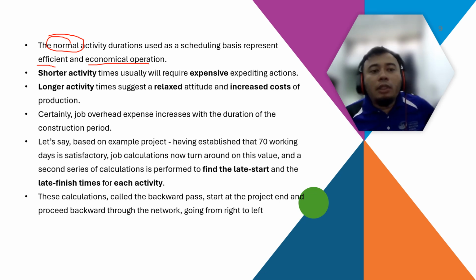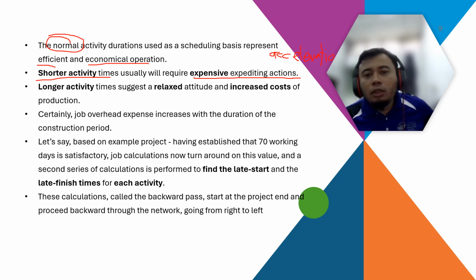And shorter activity times usually require expensive expediting actions. Usually in the contract they call this the acceleration clause. Acceleration, accelerate, acceleration. This acceleration clause is usually where a client pumps in more money so that we can expedite the delivery of the project. So usually if you shorten the duration, you incur more cost to the project.